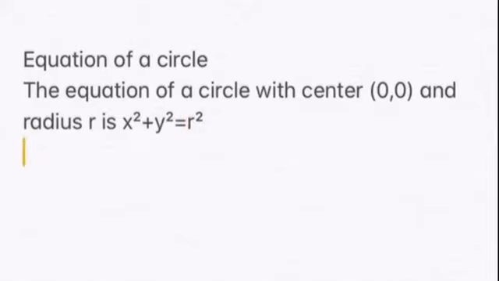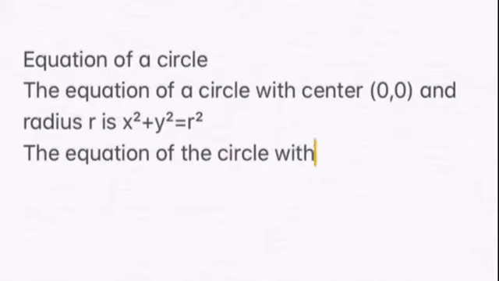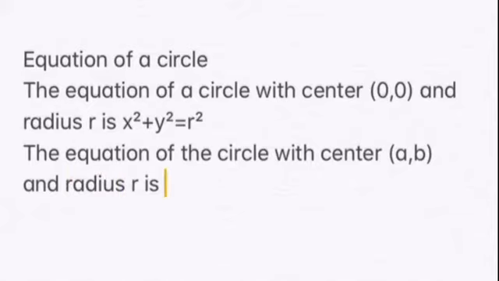But the more commonly used form is for when a circle has center (a, b) and radius r. You can use the following general form of the equation of a circle. The equation of the circle with center (a, b) and radius r is (x minus a) squared plus (y minus b) squared equals r squared. So you don't necessarily need to know the first one with the center (0, 0), and you can use the second one for a center at (0, 0) as well.